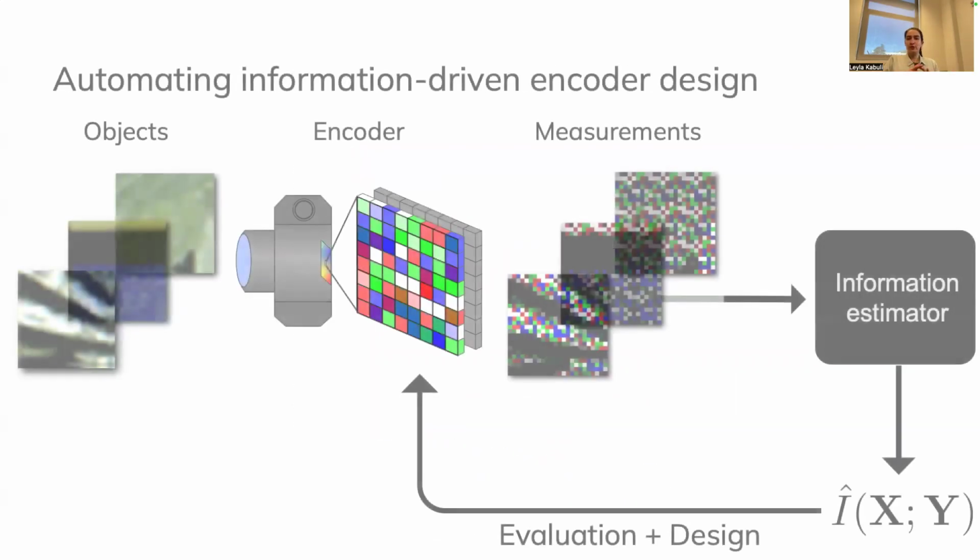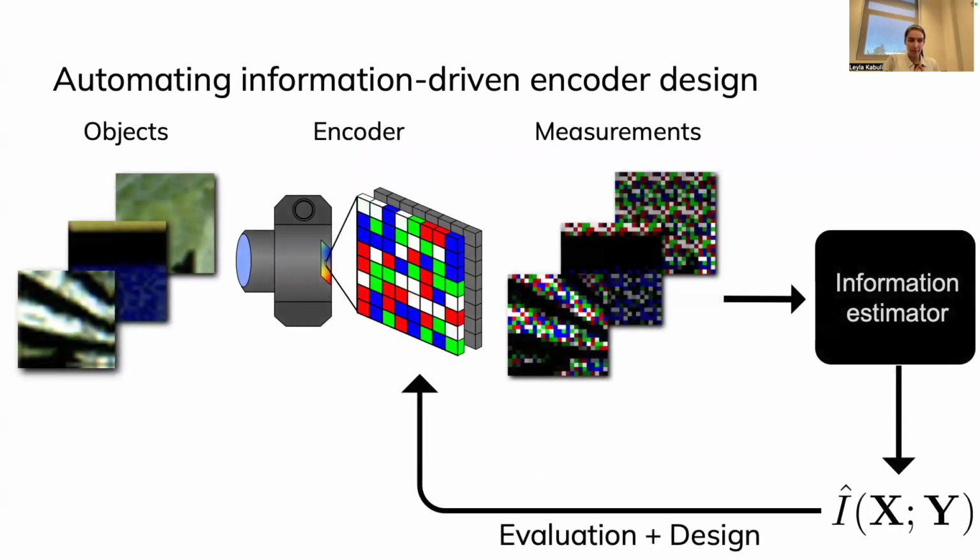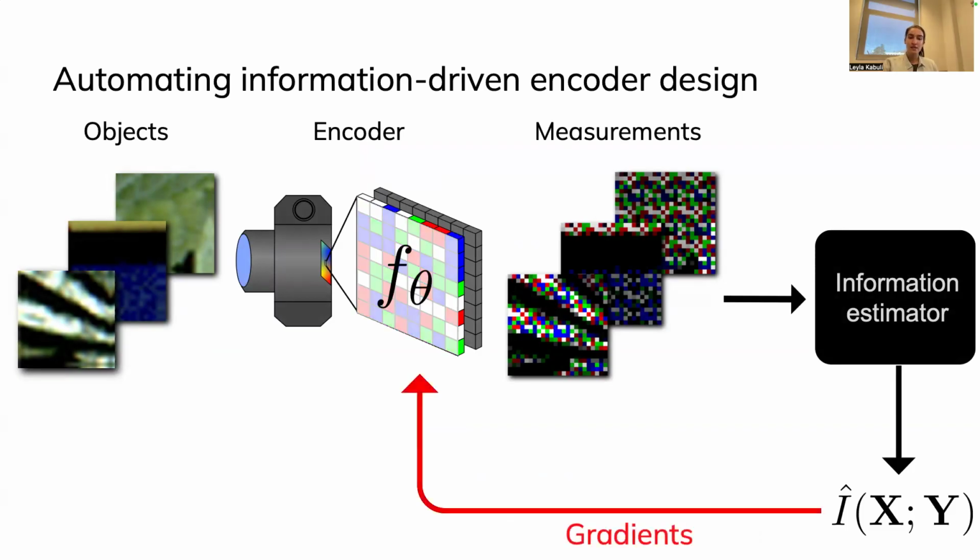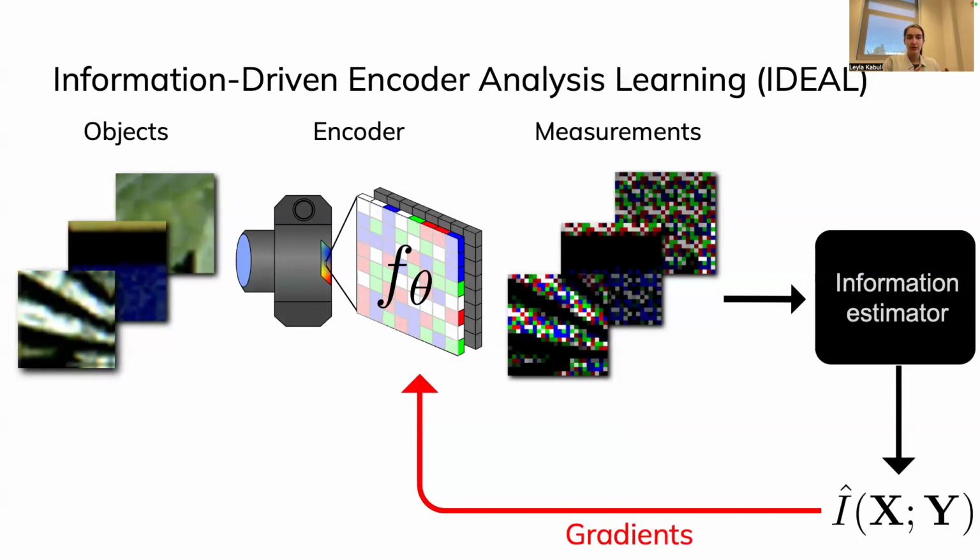Now I'd like to show one more thing we can do, returning to the color filter array. We can take the same feedback loop that we've been evaluating multiple different systems with, but actually optimize or design our optics automatically. And we'll do this by representing our optics with a mathematical model, which we call a differentiable forward model, and then use gradient-based optimization essentially to search for designs that capture more information. We call this technique information-driven encoder analysis learning, or IDEAL.